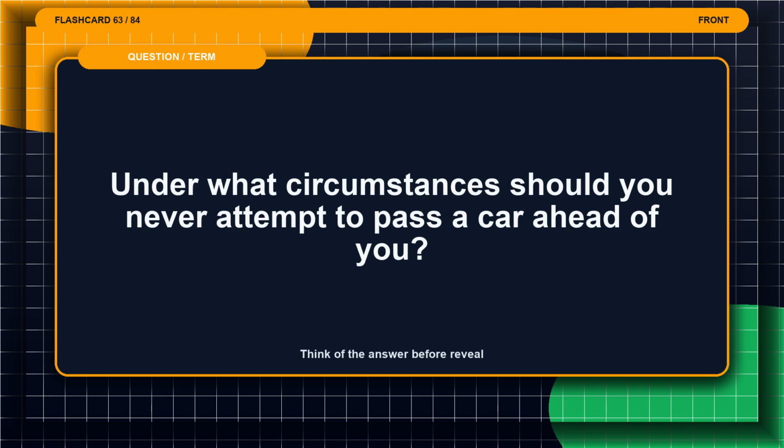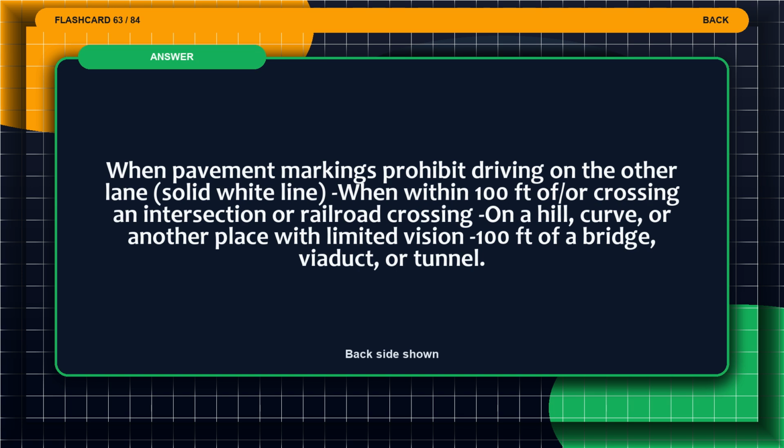Flashcard 63. Under what circumstances should you never attempt to pass a car ahead of you? Think of the answer before the reveal. The answer is when pavement markings prohibit driving on the other lane's solid white line, when within 100 ft of an intersection or railroad crossing, on a hill, curve, or another place with limited vision, or within 100 ft of a bridge, viaduct, or tunnel.